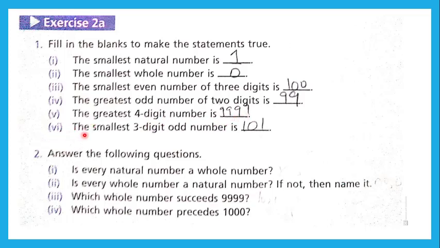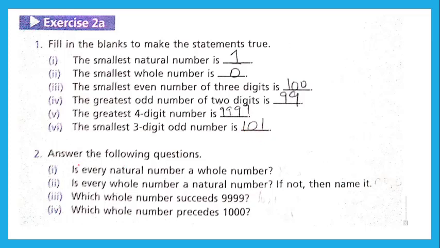Now coming to the last one, the smallest 3-digit odd number is 101. Up to 99 there are 2 digits, and then after 99 it comes 100. In hundreds there are 3 digits, but 100 is not an odd number, 100 is an even number. We have to write a 3-digit odd number. So after 100 it comes 101. There are 3 digits, and also 101 is an odd number.